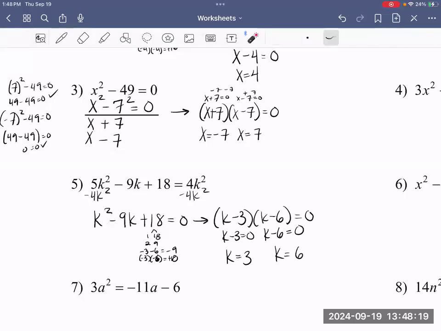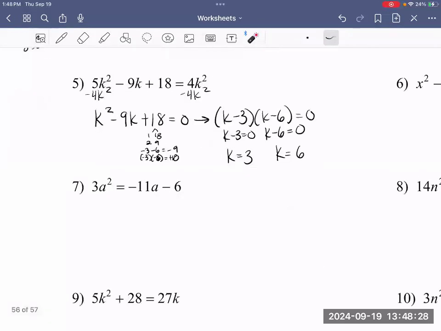Again, we can check both into your original equation so that we can see that they are completely balanced. Let's do it again here.